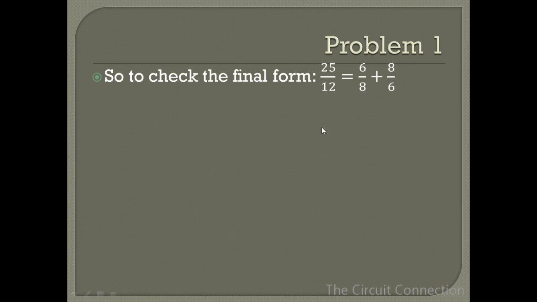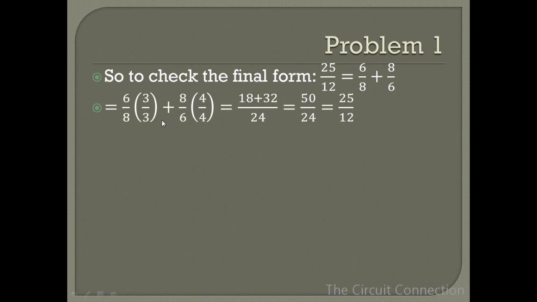So to check the final form, we're going to have 25 over 12 equals 6 over 8 plus 8 over 6. And so to get a common denominator, we're going to have 6 over 8 times 3 over 3, and we're going to have 8 over 6 times 4 over 4. That'll give us a common denominator of 24, and then our numerator we will add as 18 plus 32, and then that is going to give us 50 over 24. We can then divide out 50 by 2, divide 24 by 2, and then we can get the form 25 over 12.